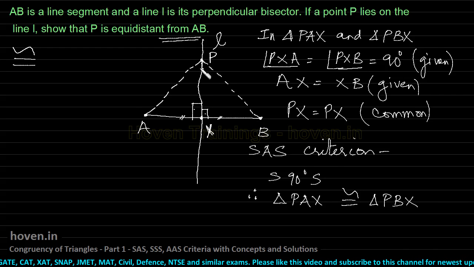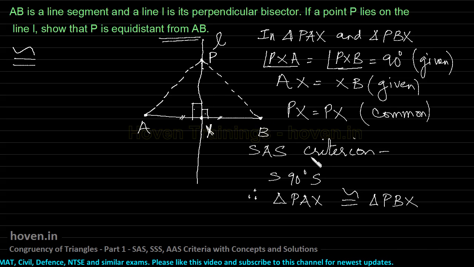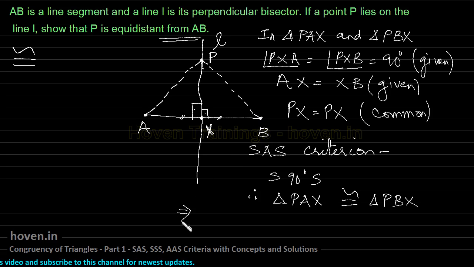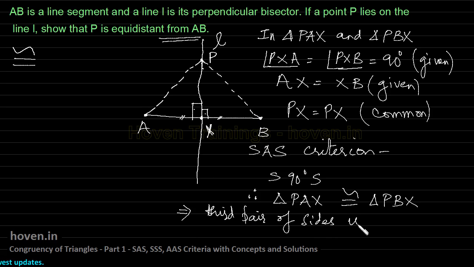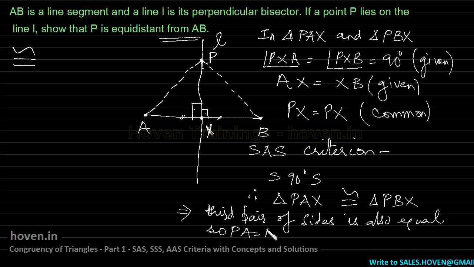Even though we could see that this side is common, this side is equal, because of the criterion we can safely assume that the third pair of sides is also equal. So PA is equal to PB, which we wanted to prove, and it is proved.